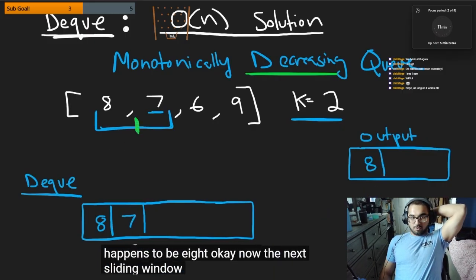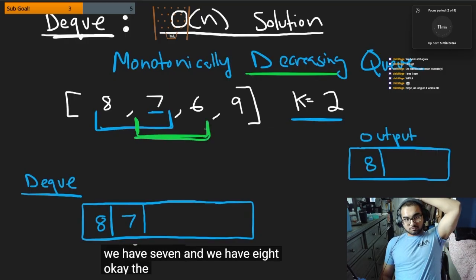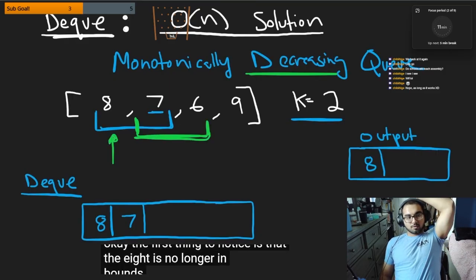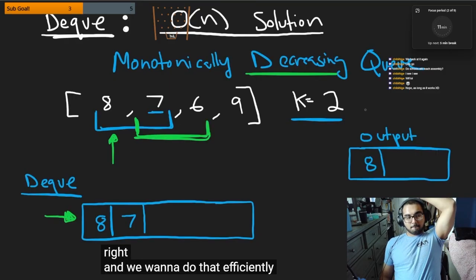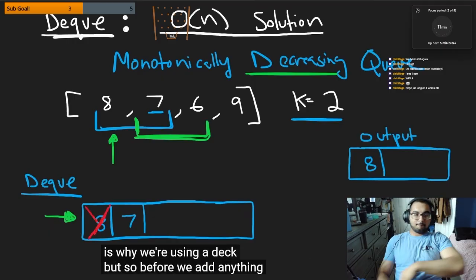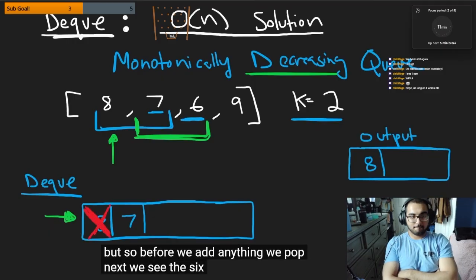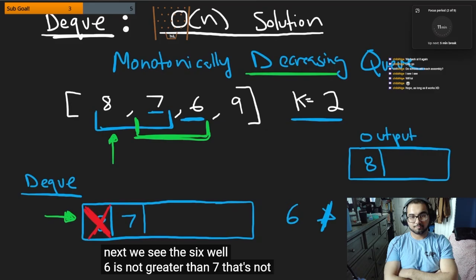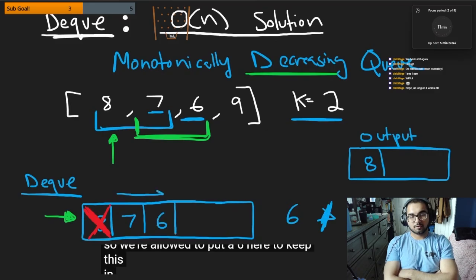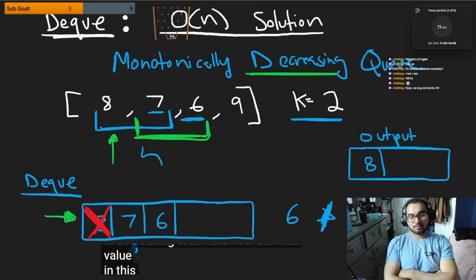Now the next sliding window, we have 7 and 8. The first thing to notice is that the 8 is no longer in bounds. So we pop from over here, and we want to do that efficiently, which is why we're using a deque. Before we add anything, we pop. Next, we see the 6. 6 is not greater than 7, so we're allowed to put a 6 here to keep this in decreasing order. Now the max value in this window is 7, the leftmost value in our deque, so we add it to the output.